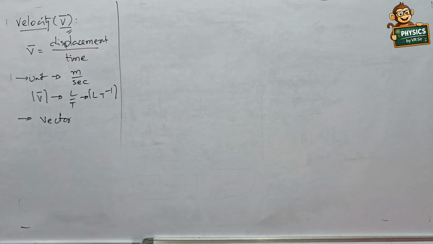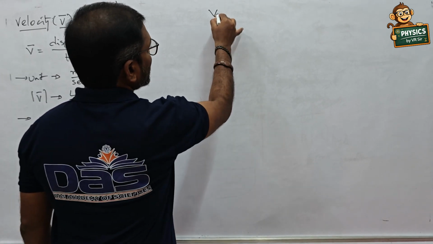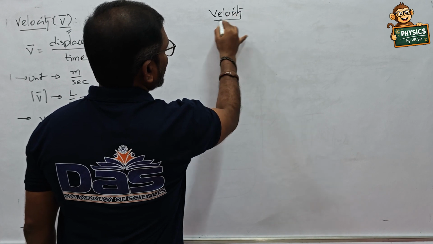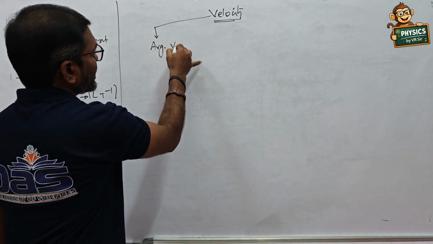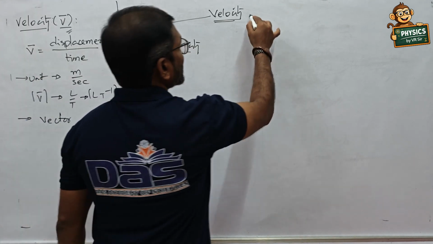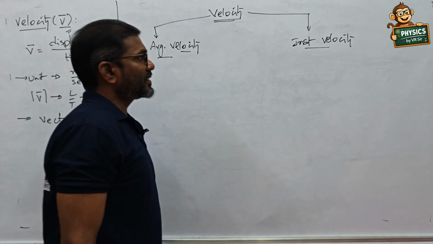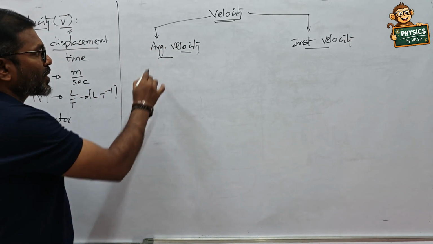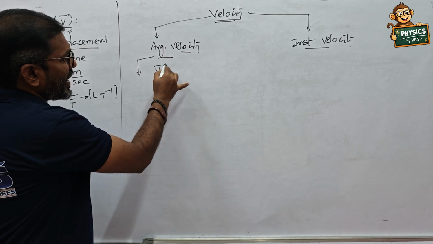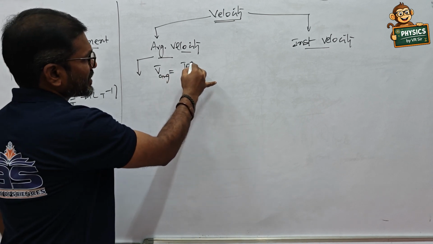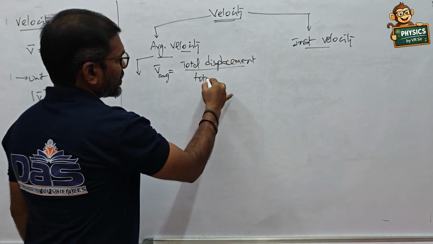Fine. So while dealing with velocity, how do you take it? We are going to take velocity in two cases. What is the first one? We call it average velocity, and the second case we're going to talk about is instantaneous velocity. So average velocity, what is the definition? Average velocity is defined as total displacement upon total time.